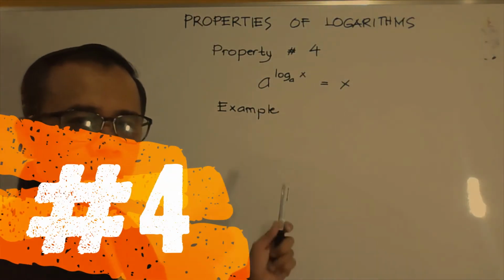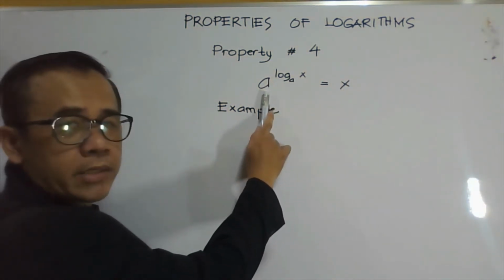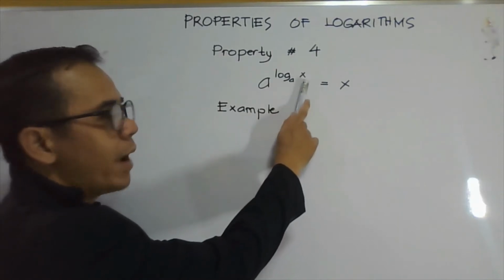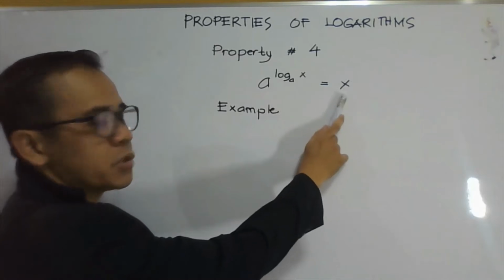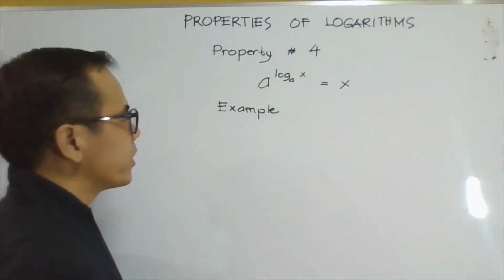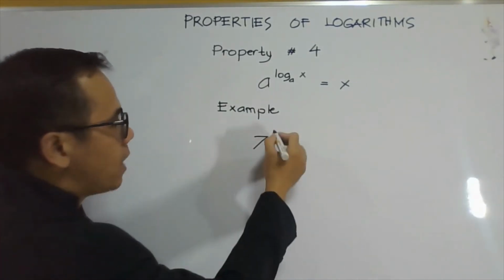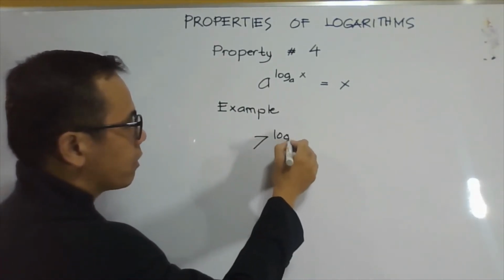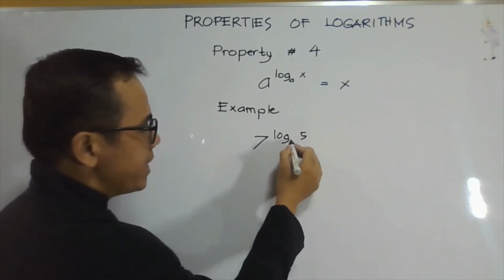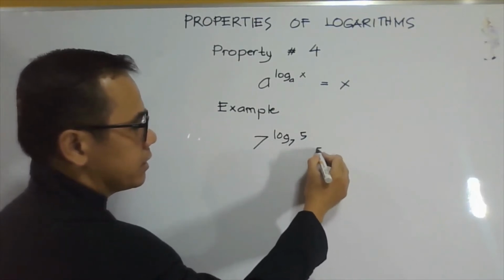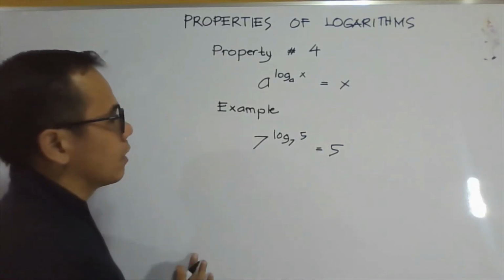The fourth property of logarithm is this: a raised to the power of the logarithm of x base a is equal to x. For example, 7 raised to the power of the logarithm of 5 base 7 is equal to 5.